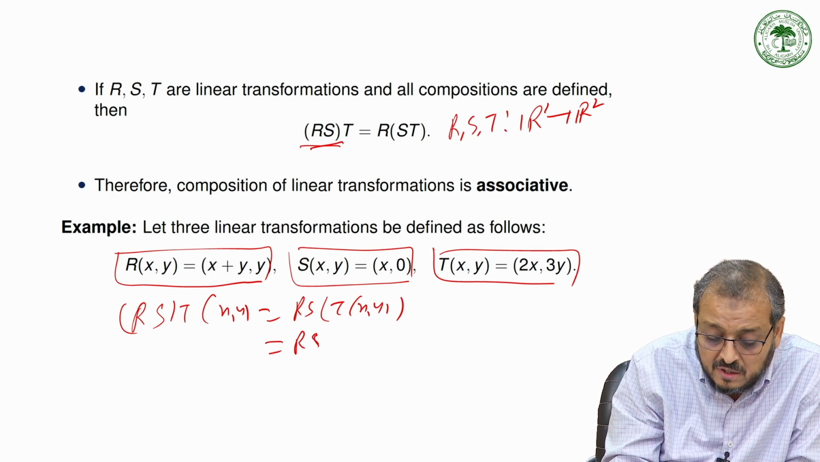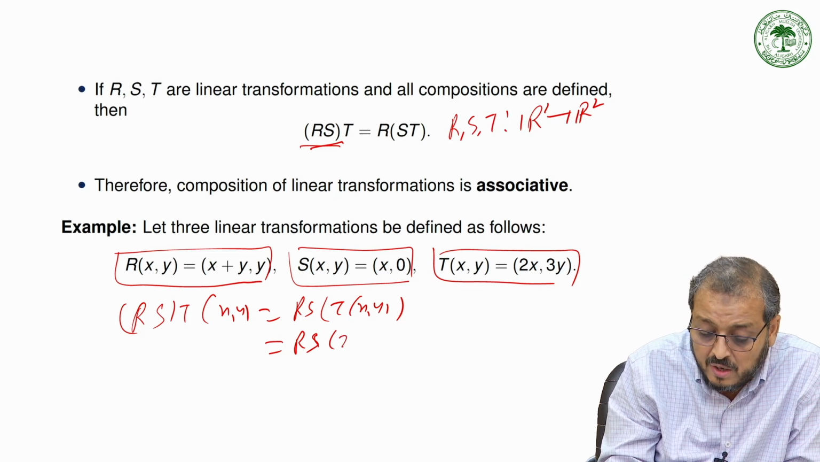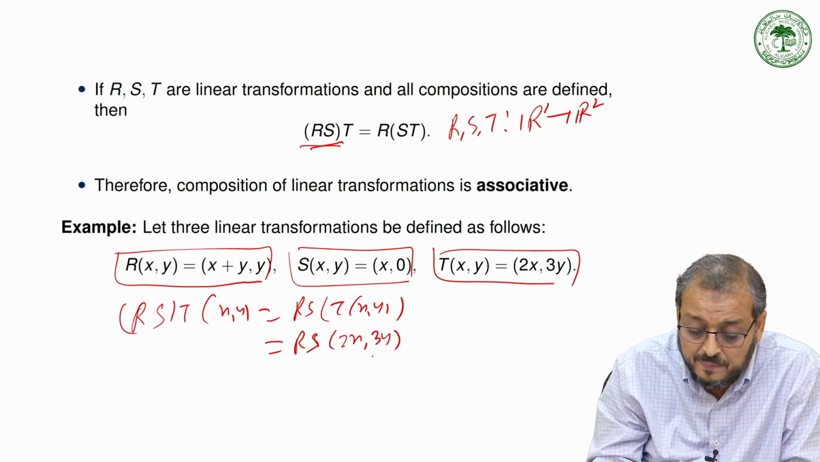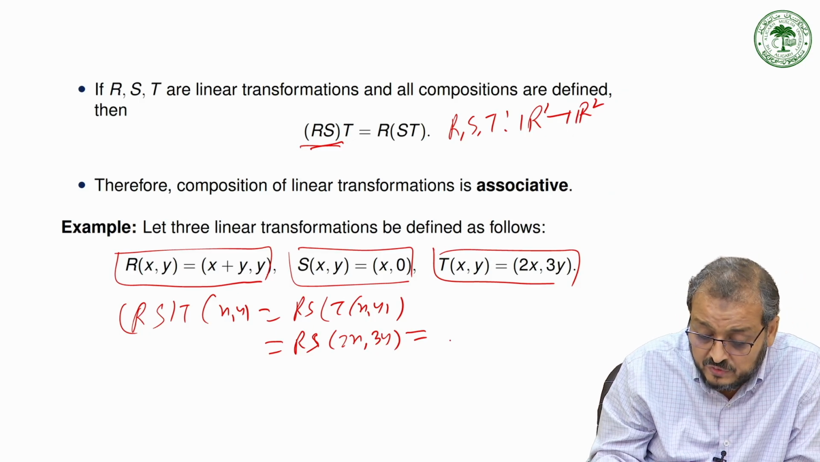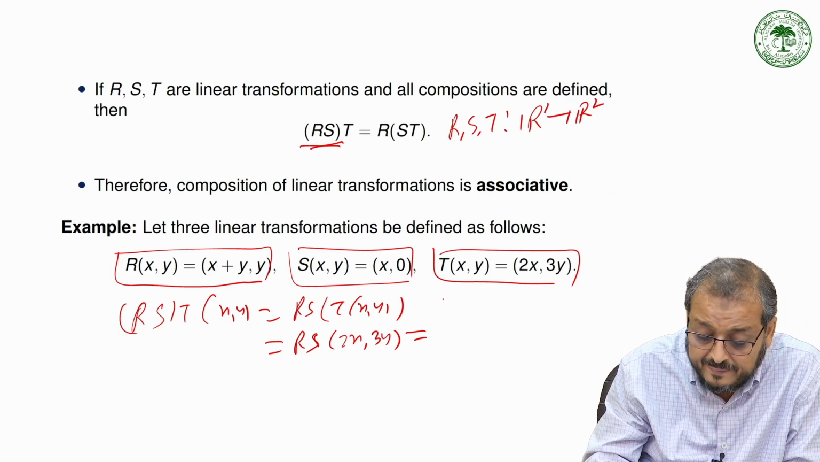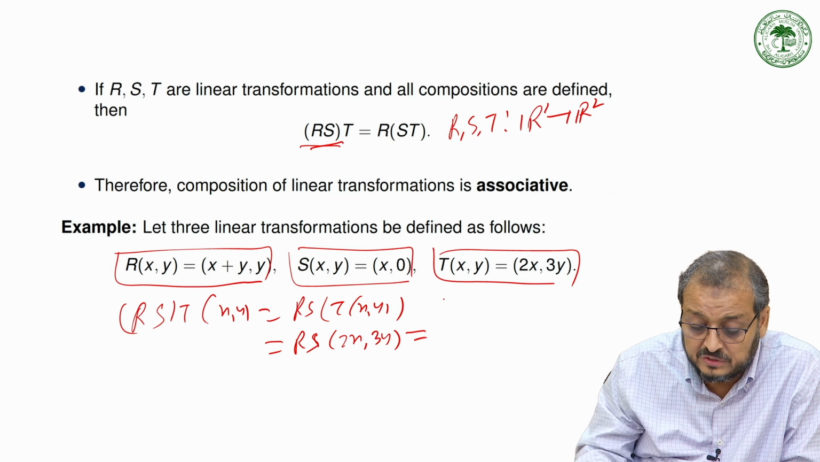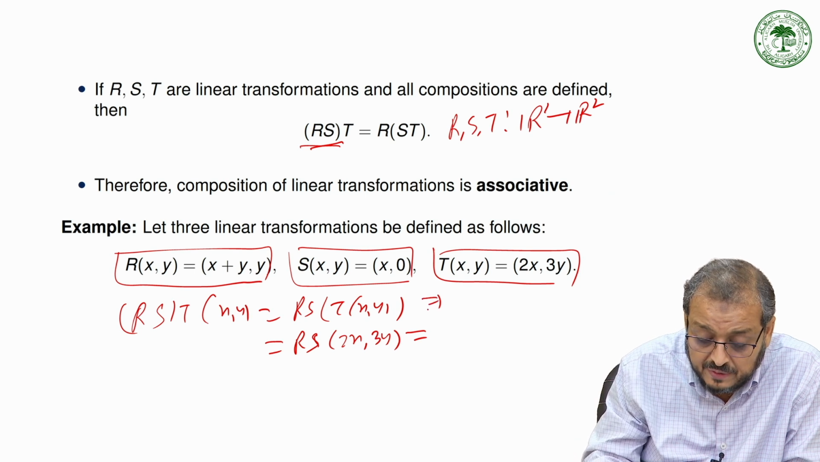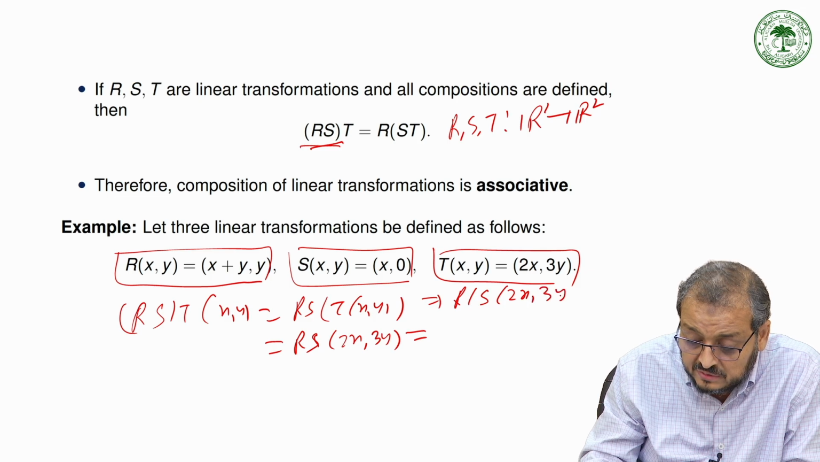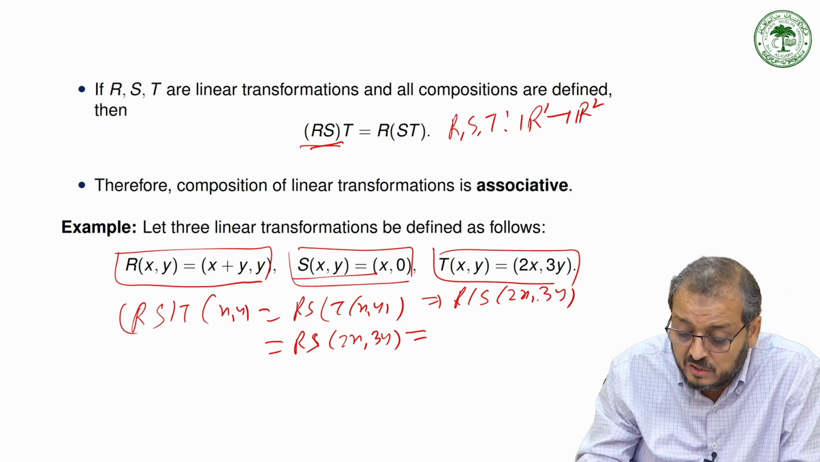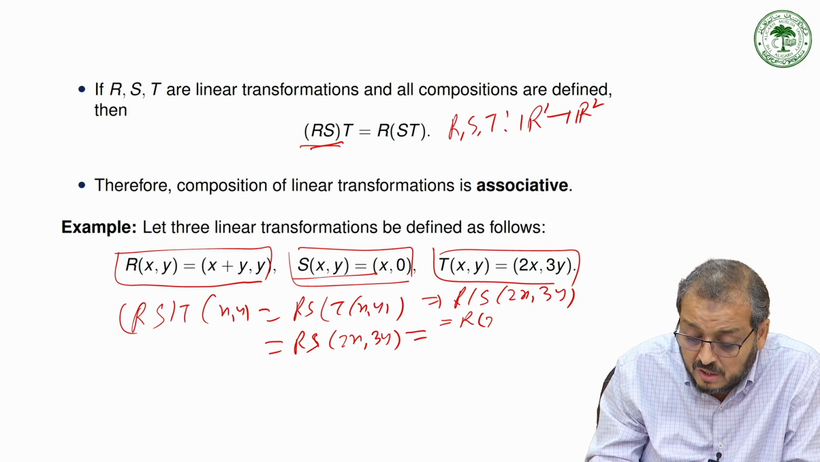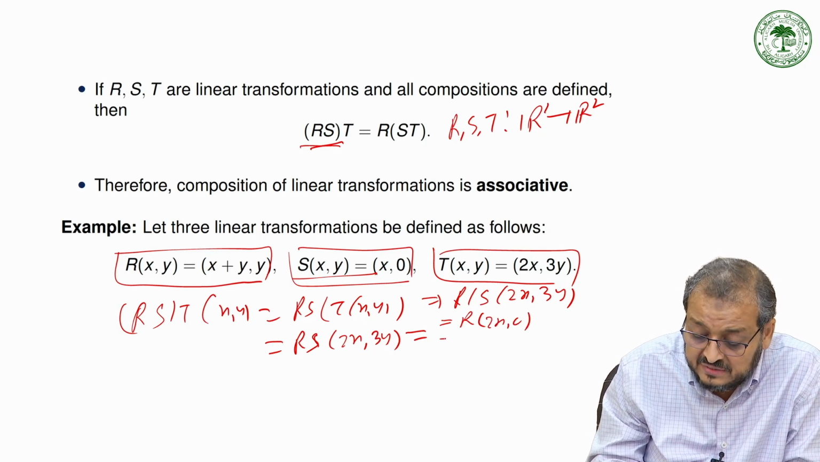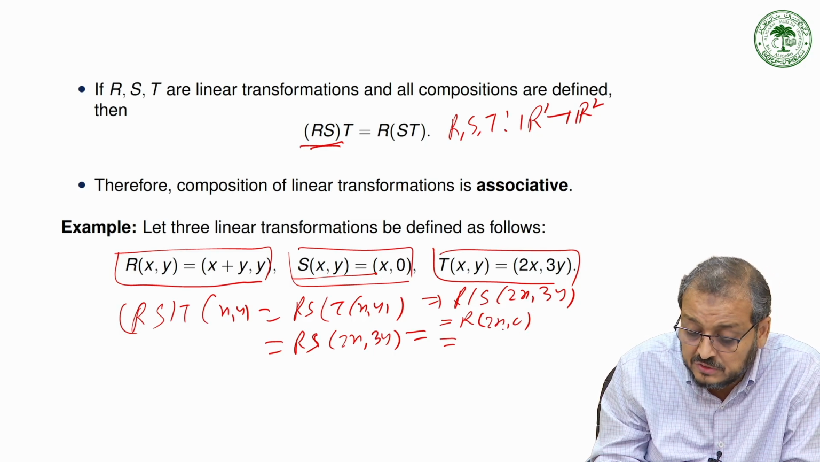Now RS, T of xy is equal to 2x and 3y, and now using the property of this, we write it in the form of RS. This can be written as R times S of 2x, 3y. ST of xy is equal to this, which can be written as R times S of 2x comma 0, and this is nothing but 2x comma 0.